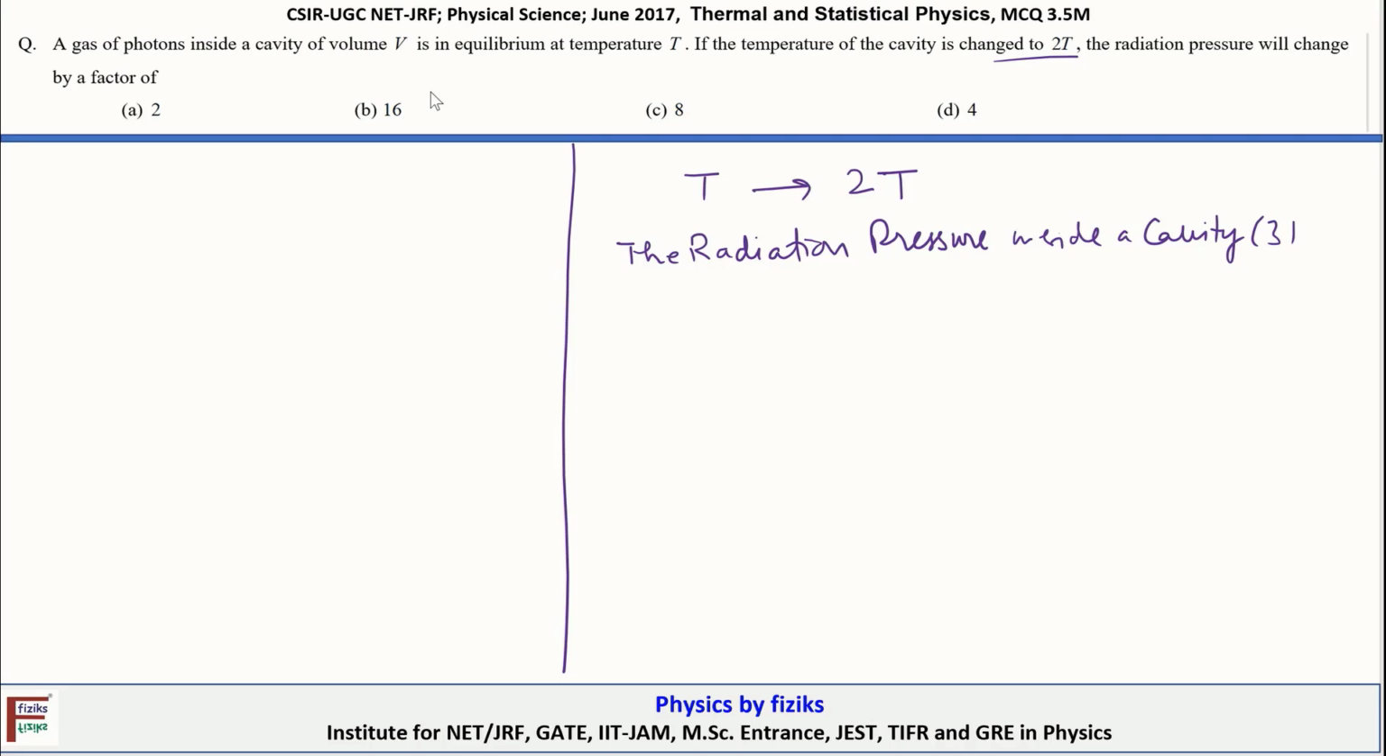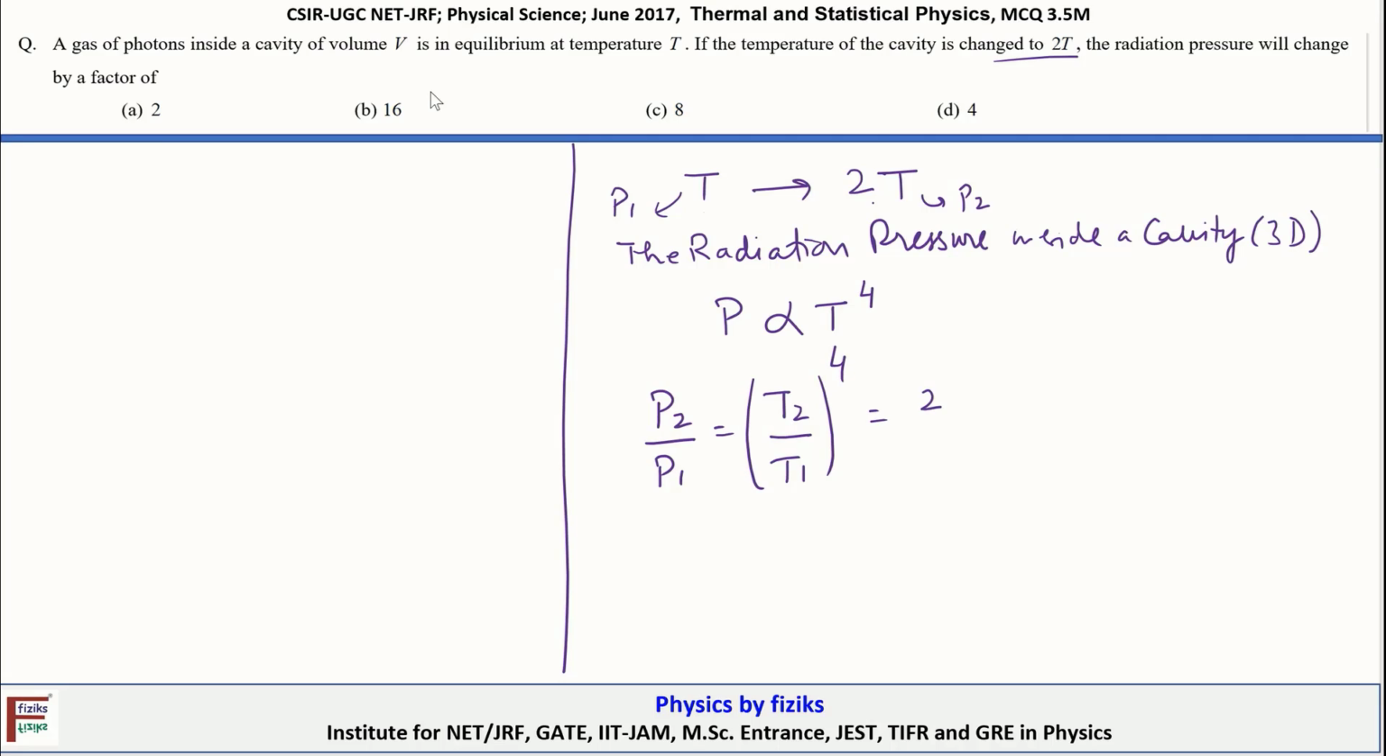So this is basically a 3D situation. The pressure is proportional to T to the power 4. Therefore, when the temperature changes from T to 2T, if we say the corresponding pressure is P2 here and P1 here, then P2 by P1 will be equal to T2 upon T1 to the power 4, which is nothing but 2T divided by T to the power 4, and this is nothing but 16. So therefore the correct answer is option B here.